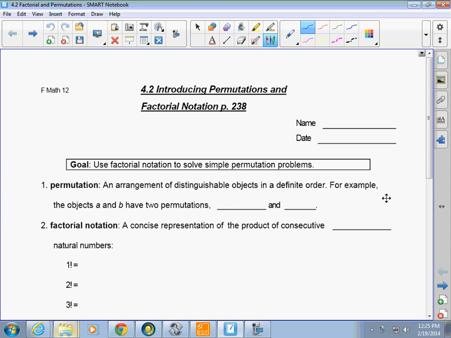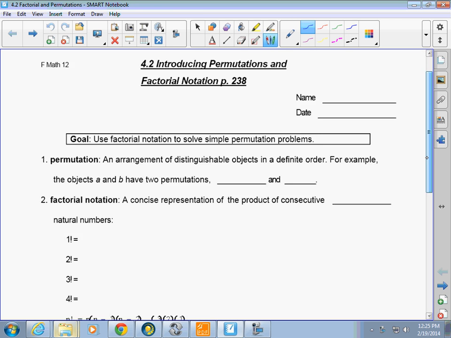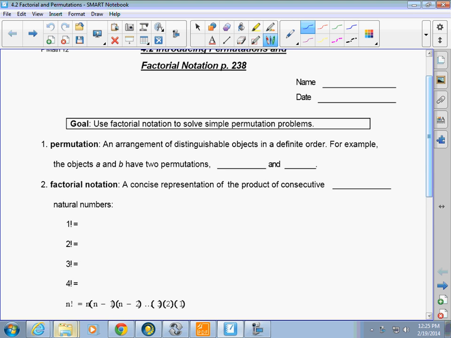4.2 is introducing permutations and factorial notation. So what we're going to do is use factorial notation to solve simple permutation problems. A permutation, by definition here, is just an arrangement of distinguishable objects in a definite order. So what that's saying is you have, like, socks and shoes, two distinguishable objects, and you're putting them away in your closet, and they have to go in a specific order. Maybe you've got OCD and you need to have certain color socks together and then certain color shoes together, or whatever it is.